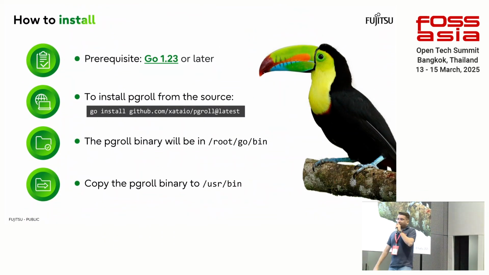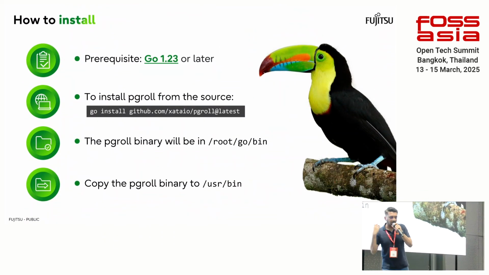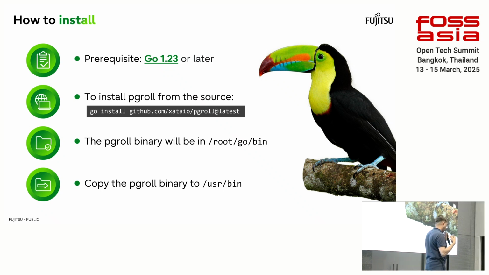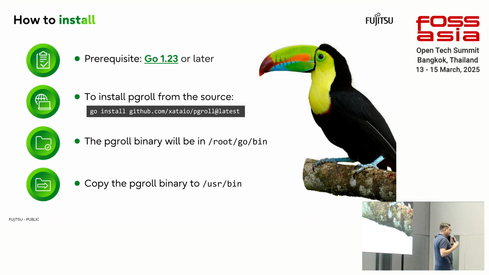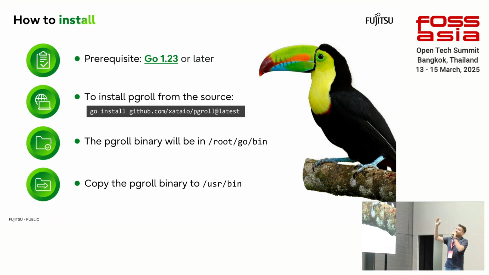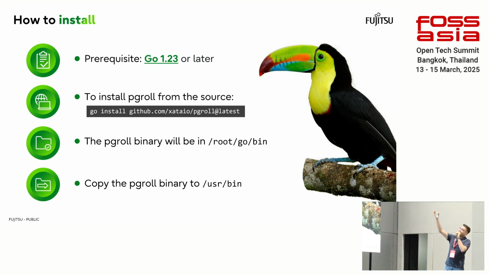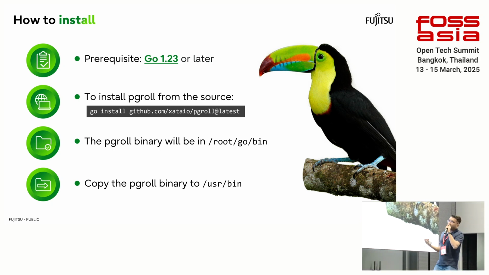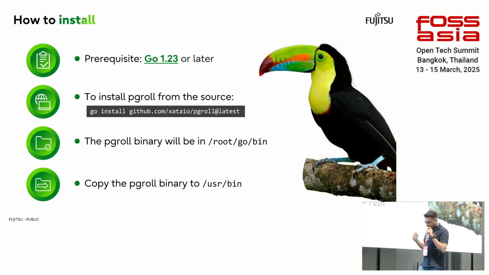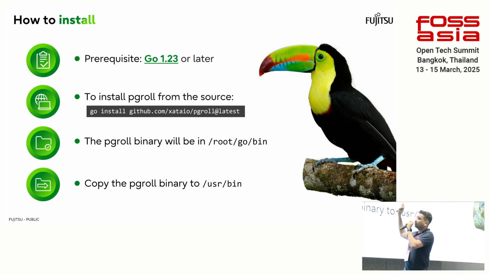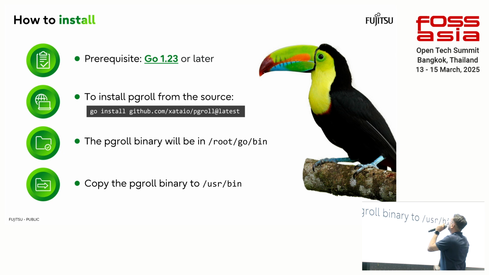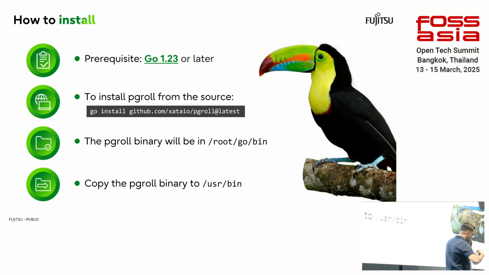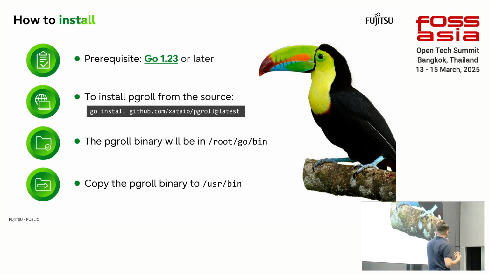So now the installation process. Like any other software, pgroll also has basic requirements. It's written in the Go language, so Go is a primary requirement. It has to be version 1.23 or later. To install directly from the source code, you can execute this particular command, and we will get the latest version of pgroll installed successfully.